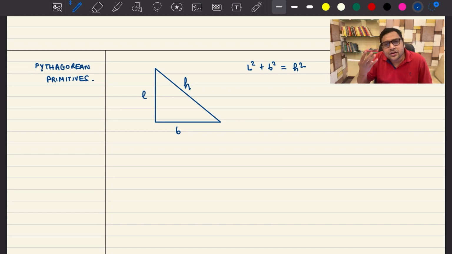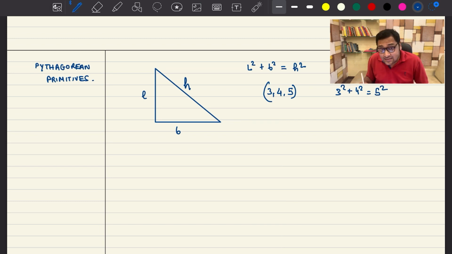What is a Pythagorean primitive? Well, it's three numbers which satisfy this particular relation. For example, 3, 4, 5. It's actually a Pythagorean triple, three numbers. So 3 square plus 4 square equal to 5 square. But it's a primitive because the HCF of 3, 4, and 5 is 1. The highest common factor is 1.